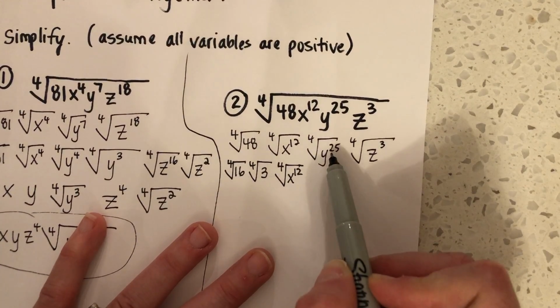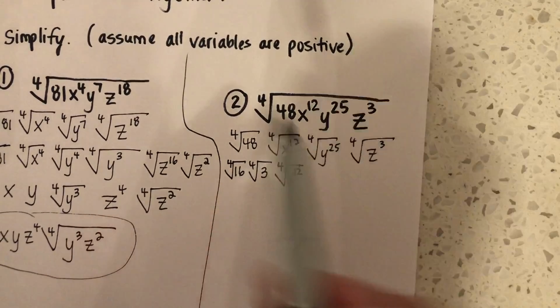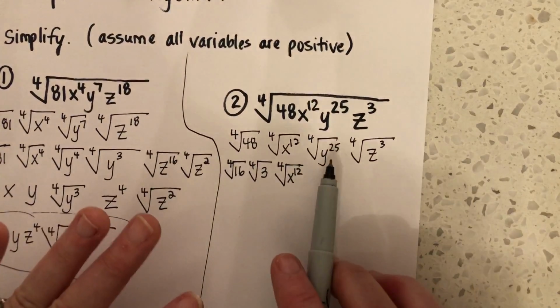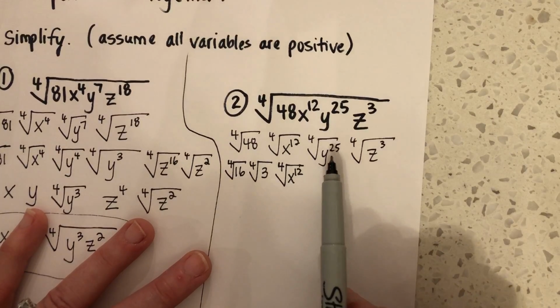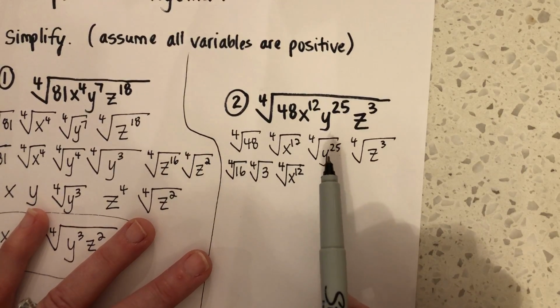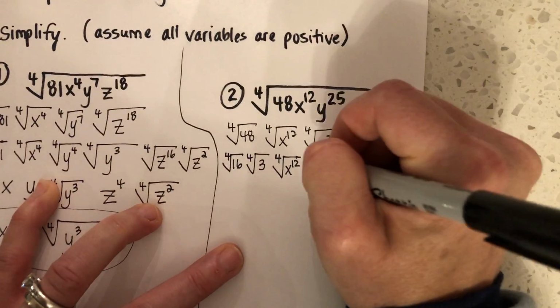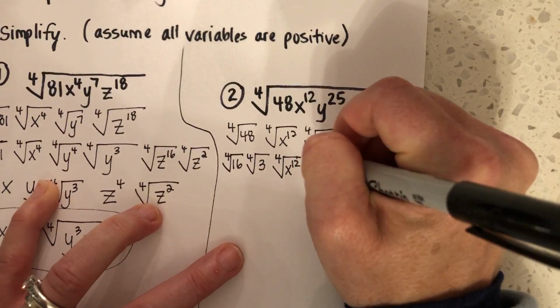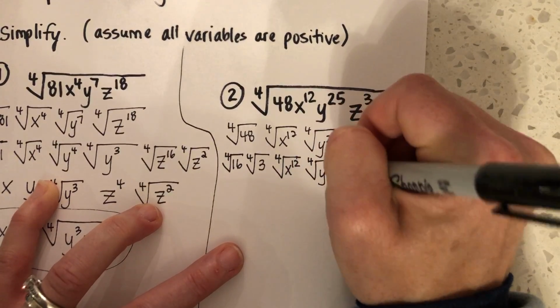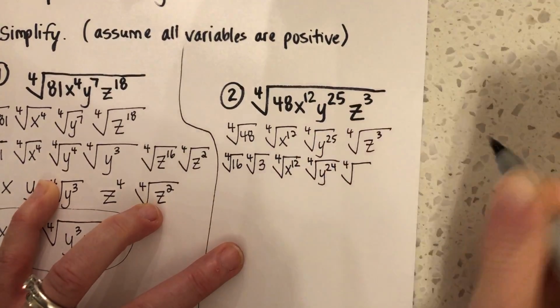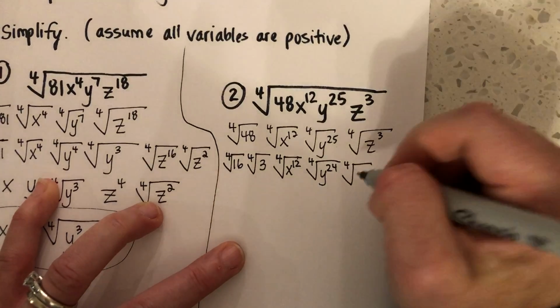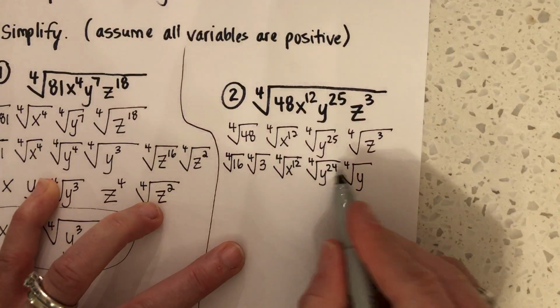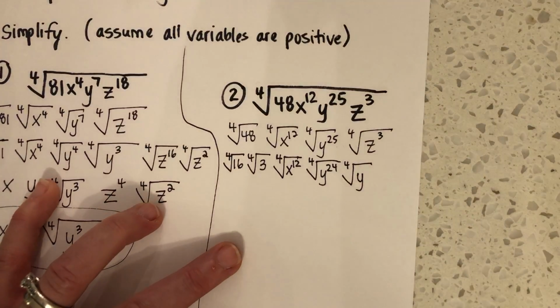All right, now let's go to the fourth root of y to the 25th. Does this power of 25 divide by 4? No. So we're going to have to split him. What's the closest number to 25 without going over that divides by 4? It's 24. So we're going to split him into the fourth root of y to the 24th times the fourth root of, well, how many y's are left over to get back to 25? Just 1. Because 24 plus 1 gets you back to 25.